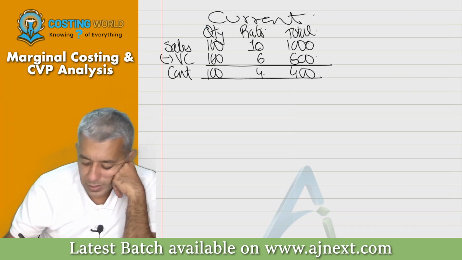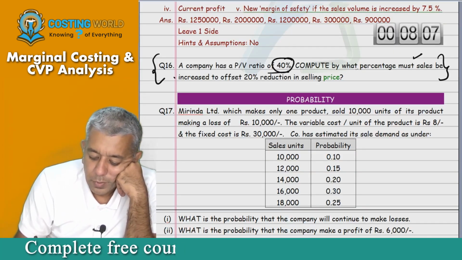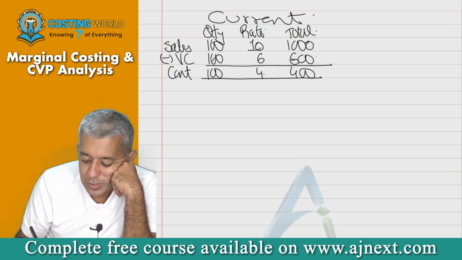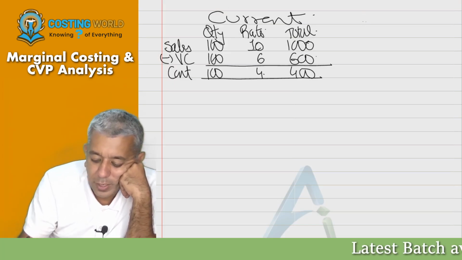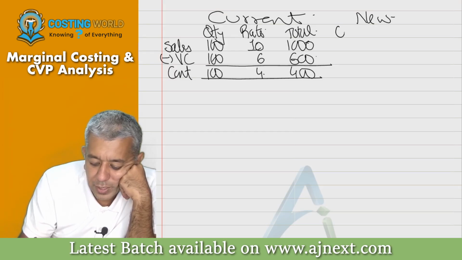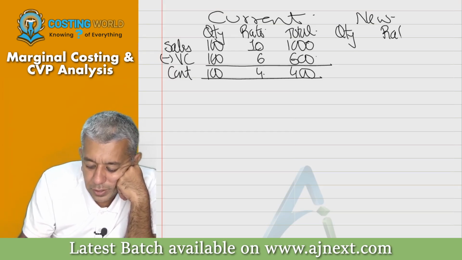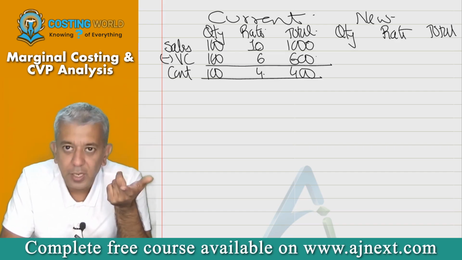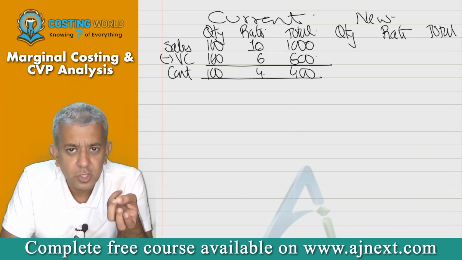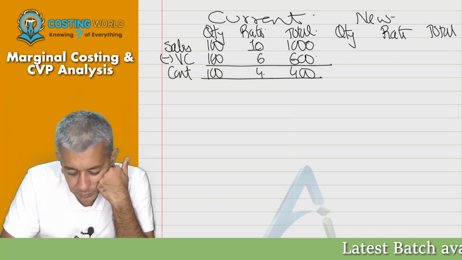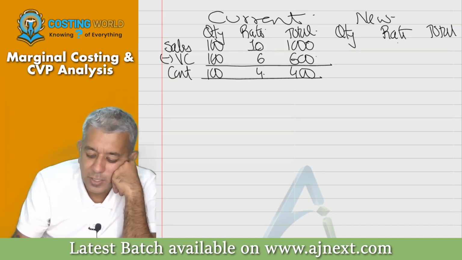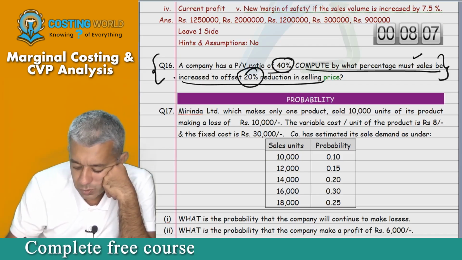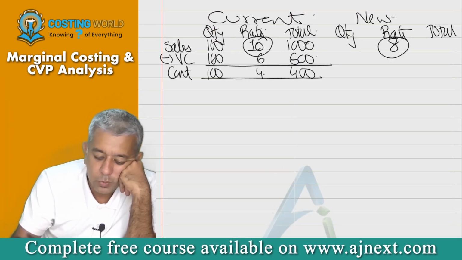Now those guys are telling you what? Compute by what percentage sales must be increased to offset 20% reduction in selling price. So I'm writing over here new quantity, rate, total. Quantity might require a change here, I don't know that. But one thing, selling price will be reduced by 20%. It was 10 rupees first, I've made it 8 rupees, 20% falling.